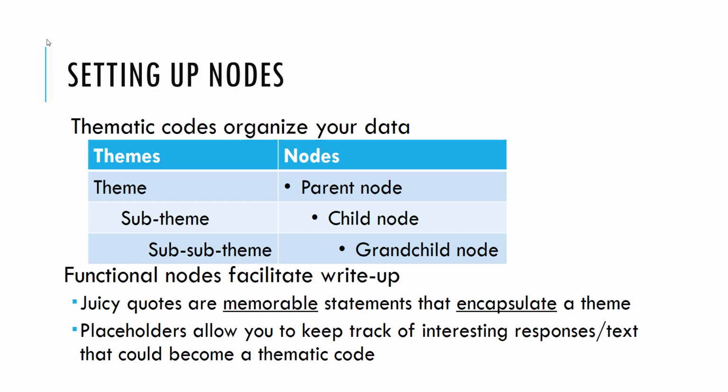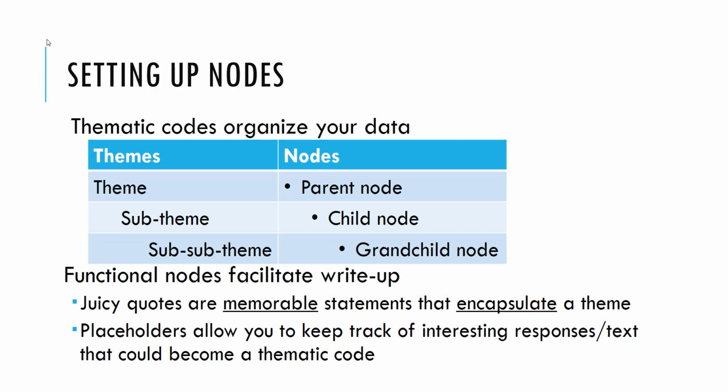In NVivo, they call these themes nodes. If a node is by itself, it's called a free node, and that's what's used in the documentation. But once that node has at least one subnode or child, then it becomes a parent node. Just like with people, parent nodes can also have grandchild nodes. This is the documentation that QSR puts out. Those are the terms that we'll use, though I usually just call them nodes and subnodes.